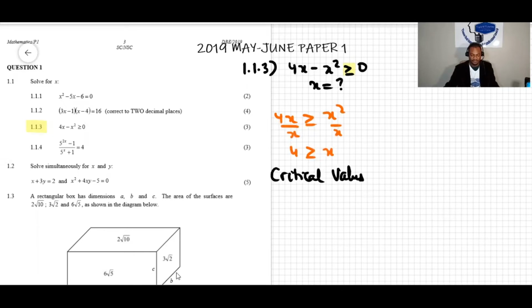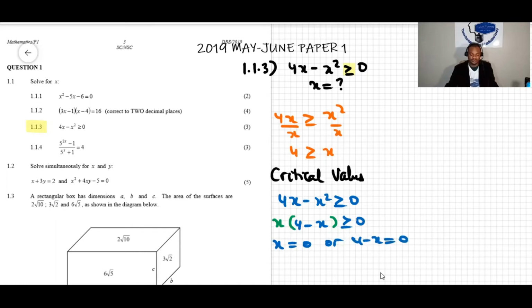Now we have 4x minus x squared greater or equal to 0. Now we can take x as a common factor. If we take x as a common factor, this will be x times (4 minus x) greater or equal to 0. If we want to work out the critical values, we set x equal to 0 or 4 minus x equal to 0. We set it equal to 0 to determine the critical values. So this means 4 equals x, which means x is equal to 4. So the critical values are 0 and 4.